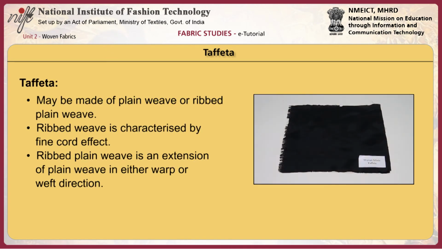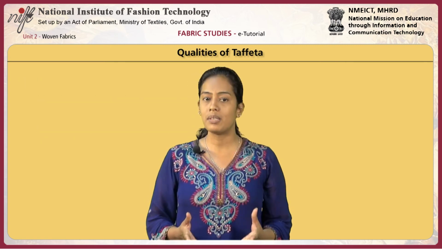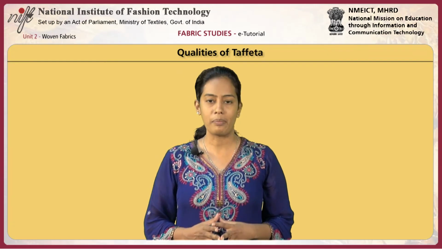Taffeta fabric may be made of plain weave or rib plain weave. Rib weave is characterized by a fine cross effect. Rib plain weave is an extension of plain weave in either warp or weft direction. Generally, rib fabrics have more yarns in one direction than the other. Taffeta is made of filament yarns which give luster to the fabric.